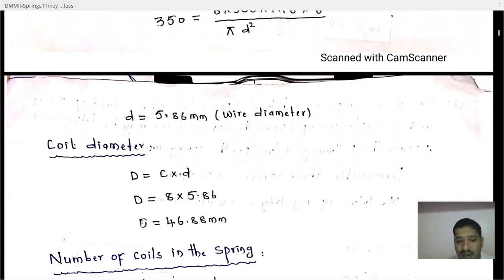The coil diameter is nothing but the value of D. So D equals C into d. C is the spring index value. How much did we get? It is already given in the problem: 8. Into the small d, the wire diameter, how much is given here? 5.86. If you multiply 8 into 5.86, you will get 46.88 mm. Is it right? The diameter is always measured in mm. This D indicates the coil diameter of the helical spring.